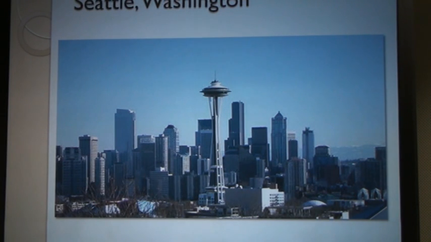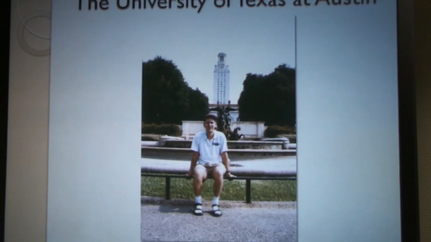So I was born in Seattle, Washington. Seattle is a very nice place, but it rains too much. So I moved to Texas. My father was at the University of Texas. So I went to junior high and high school, and I studied computer science at the University of Texas. And I graduated in 1986, and I came to Japan in 1989.